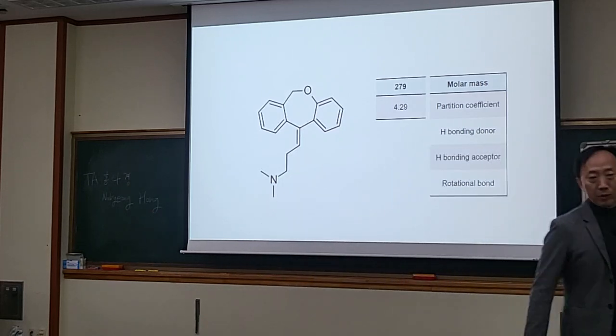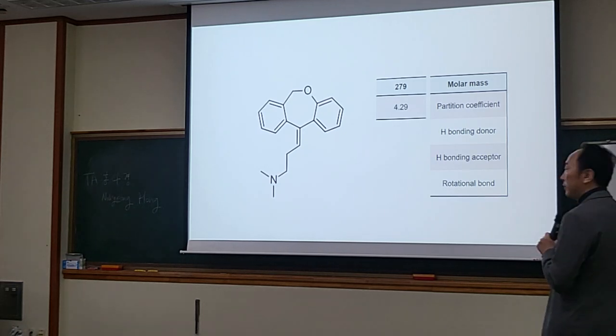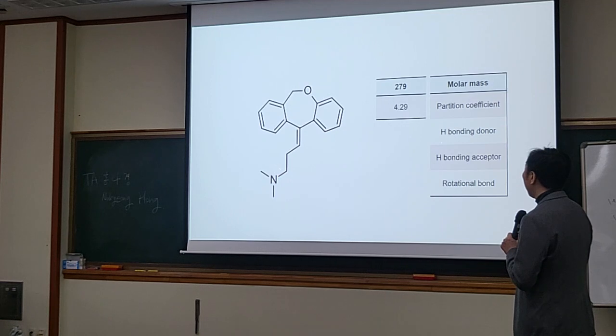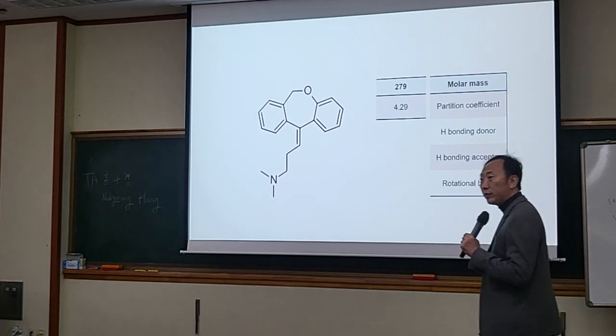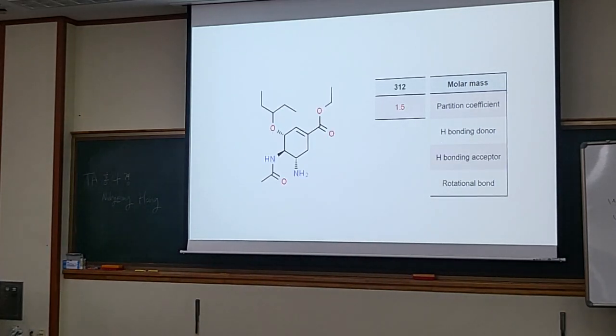Even I don't know the name of this molecule. And this one, hydrogen bond donor. Zero. Acceptor? Two. Rotational bond? One, two, three, four, five, six. Double bond, you will count, right? It doesn't rotate. Five. Okay?